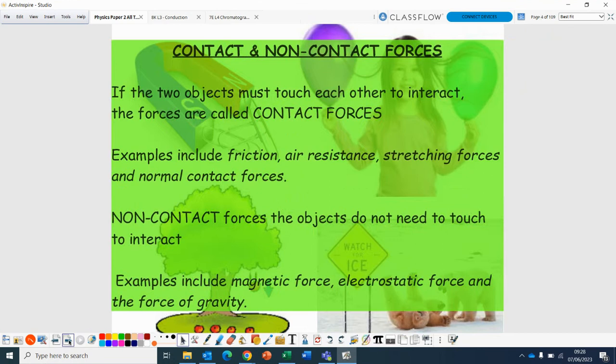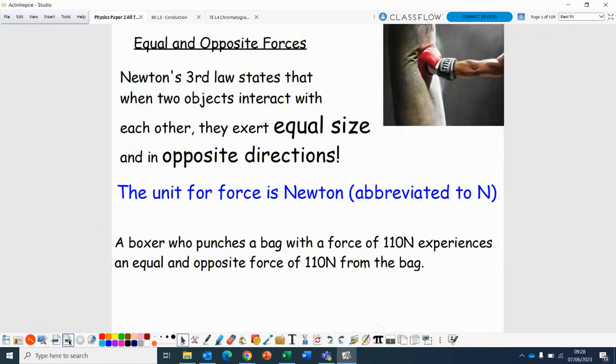Forces can be contact forces, which means that they must touch, like friction, air resistance, stretching or tension, and normal contact forces. Or forces can be non-contact forces, which means they don't need to touch to feel the force, like magnetism, electrostatic, and gravity. You have to learn 3 laws about Newton's.